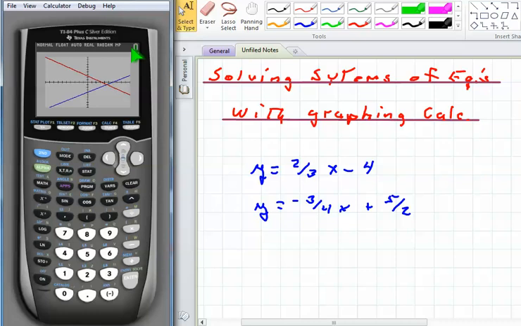All right. Now, in order to find this point of intersection, it's really quite simple. We want to calculate our answer. So we hit second and then the calc button, the same as the trace. And we want the intersection. So I hit 5. I can hit 5 or I can scroll and then hit enter. It's a lot easier just to hit 5.